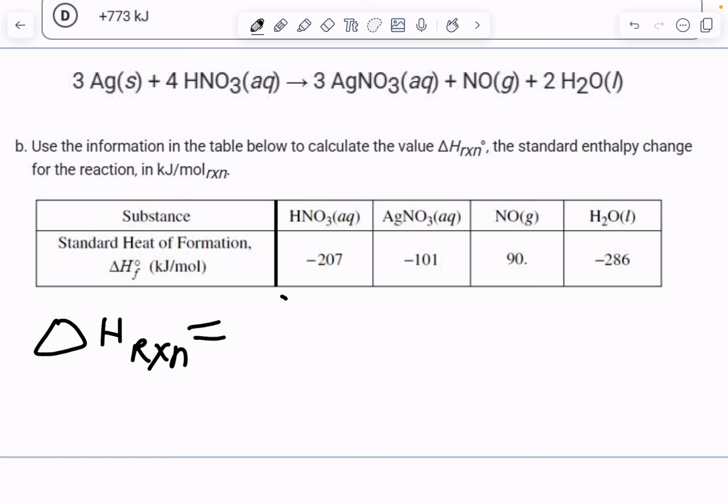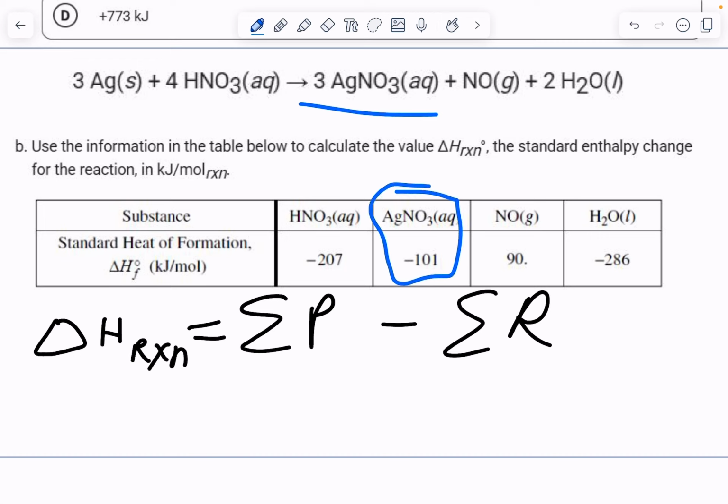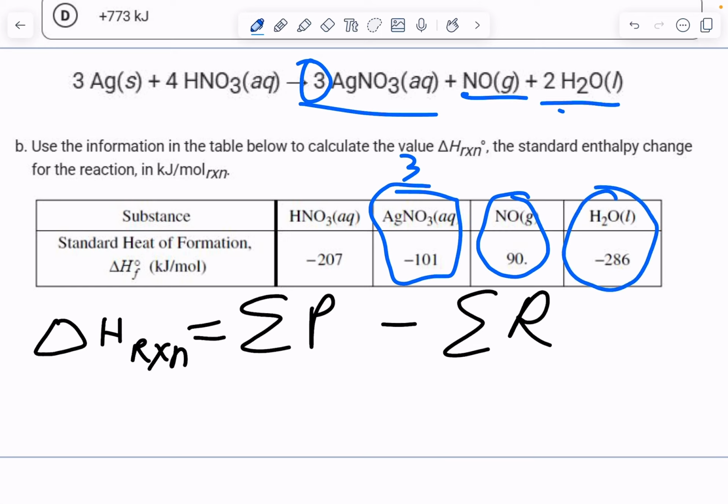Okay, that's going to be the same exact equation. It's the summation of our products minus the summation of our reactants. And I'm going to do that in these colors. So one of my products is AgNO3, so that's this one. That's a product, and there are 3 of those. I also have NO as a product. There's just one of those. And I have liquid water, which is right here, and I've got 2 of those.